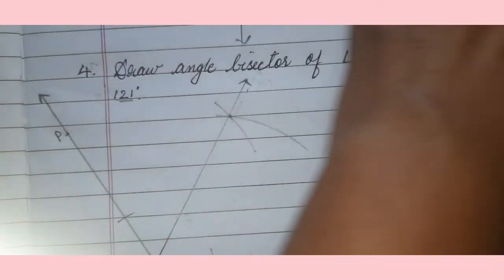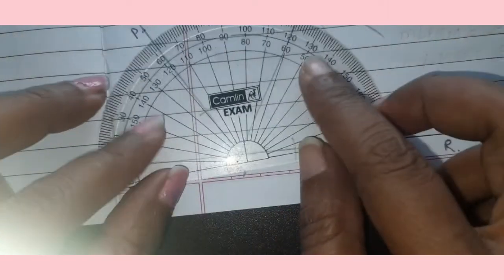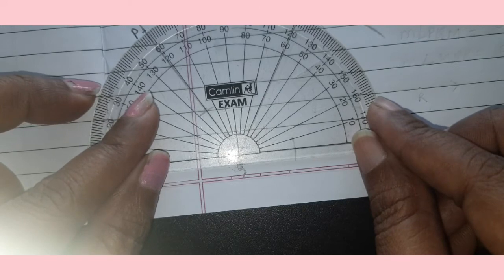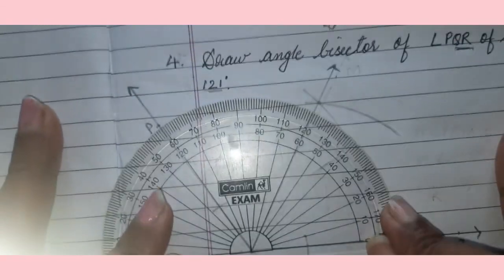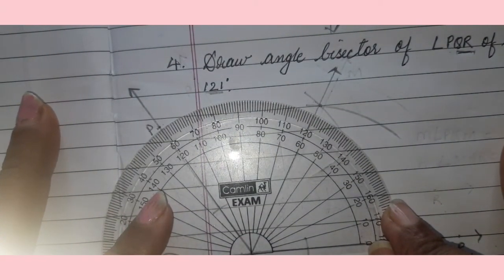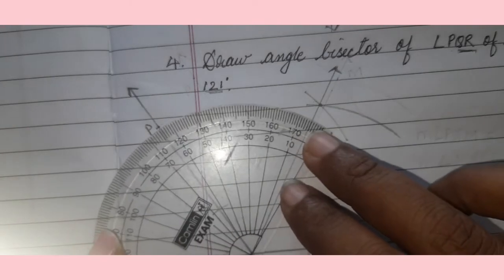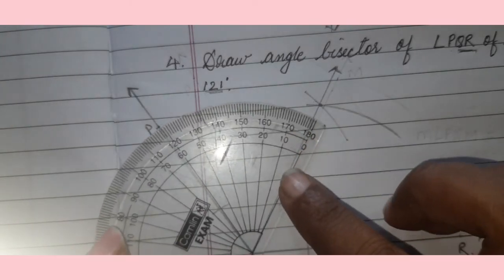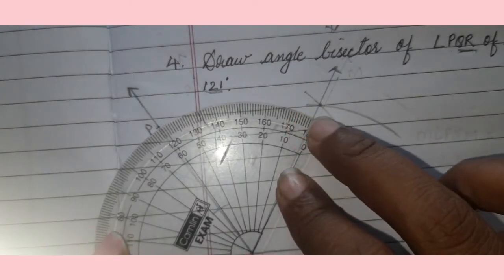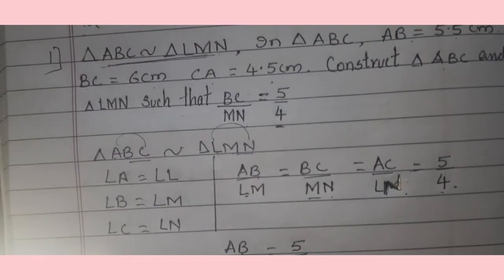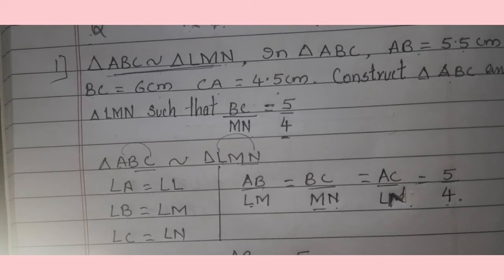Okay. Now to check whether my construction is correct or not, I'll be measuring the angle. So you can check it is between 60 and 61. Okay. Even if I measure this angle, it is between 60 and 61. Why? Because it is not a whole number.